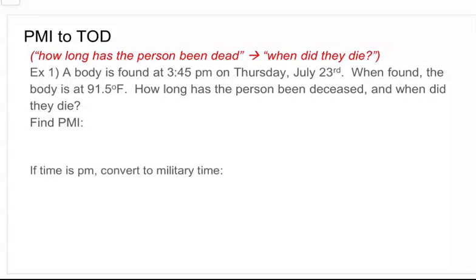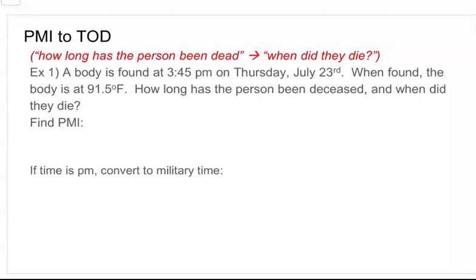Once we determine how long a body has been deceased, how do we determine their time of death? So TOD, time of death. So here's an example. It says a body is found at 3:45 p.m. on Thursday, July 23rd. When found, the body is 91.5 degrees Fahrenheit. How long has the person been deceased, and when did they die? So the first step is to find the post-mortem interval. How long have they been dead?